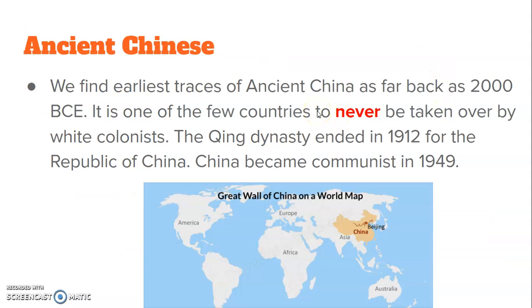So let's talk about the ancient Chinese. We find the earliest traces of ancient China as far back as 2000 BCE, so about 4,000 years ago. And it's actually one of the few countries to never be taken over by white colonists. The Qing dynasty ended in 1912 and it became the Republic of China. And then the Republic of China became the People's Republic of China and it became communist in 1949.